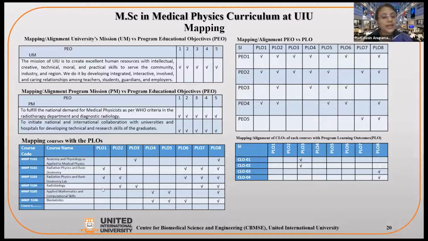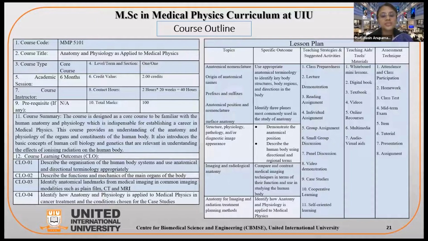So according to that, the content of the syllabus and the course, we have to very methodically map these things. And this is very, very important for outcome-based education. I'm just giving one example: the course title is Anatomy and Physiology, which is only applicable for medical physics because these are not medical doctors. So we need to know the course learning: organization of the human body, function and mechanics, how they are working.